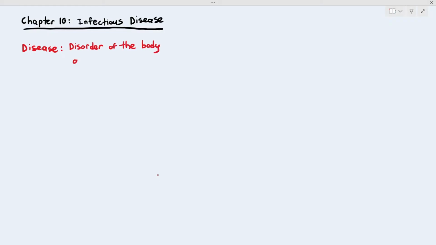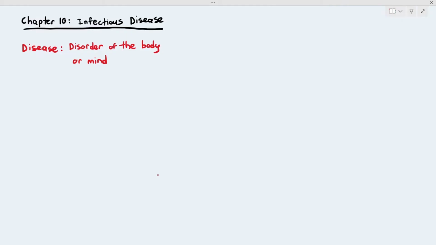So, we are going to be talking about chapter 10, which is all about infectious diseases. When we are talking about infectious disease, we have to break down the word disease first, by the way, and we have to know what the word disease means. Disease is basically a disorder of the body or mind, which means certain parts of your body or mind are not functioning optimally. For example, if you were to have lung disease, your lung is not able to function at a perfect state.